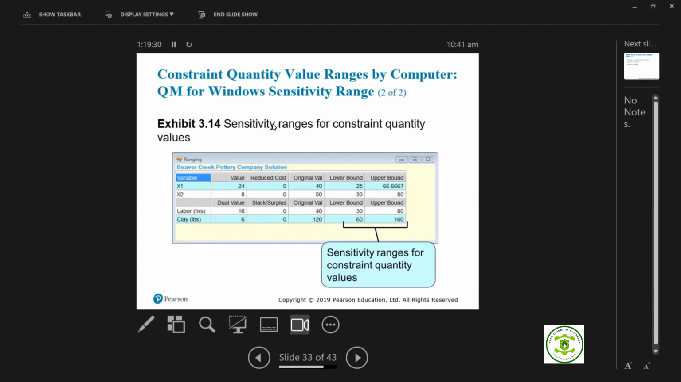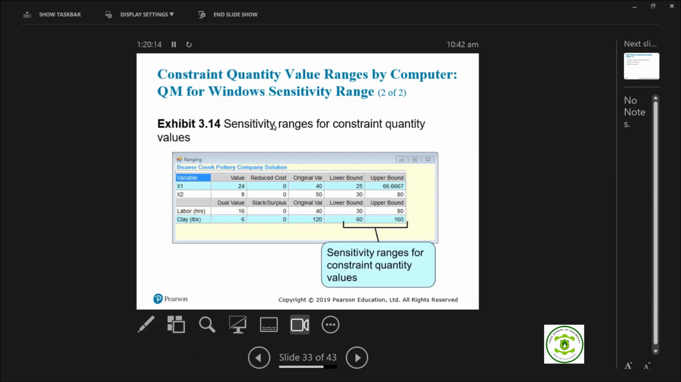By extension, for clay, if the total quantity of clay available decreases up to 60, then still the marginal value will be what? 6. But if it increases beyond 160, then the marginal value will no longer be what? 6. But so long as the change is between 60 and 160, the shadow price will remain what? 6. Okay.